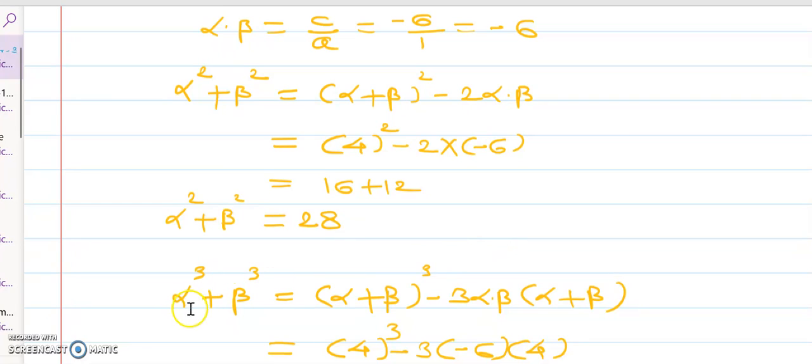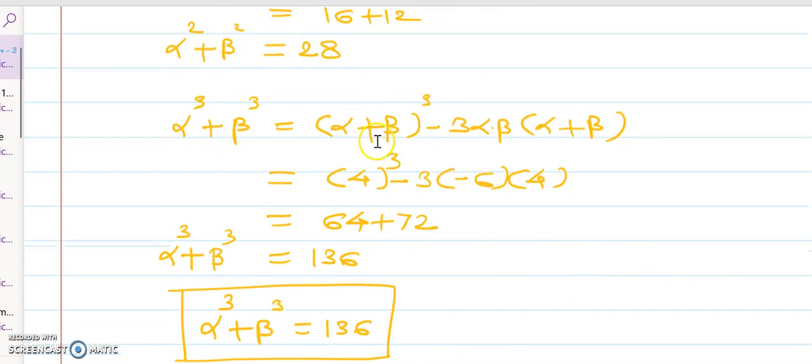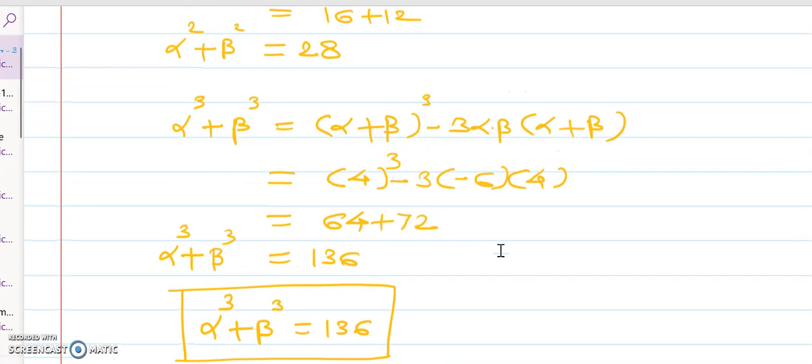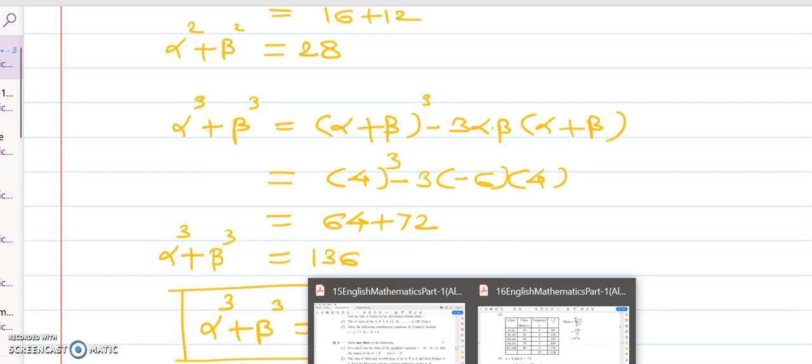Now next, alpha cube plus beta cube is equal to (alpha plus beta) whole cube minus 3 alpha into beta (alpha plus beta). Now substitute the values. Alpha plus beta is 4, its cube, minus 3, alpha into beta is minus 6, alpha plus beta is 4, and overall the multiplication is 72, 64 plus 72, then you will get 136. Therefore alpha cube plus beta cube is equal to 136. So, I have completed this question.